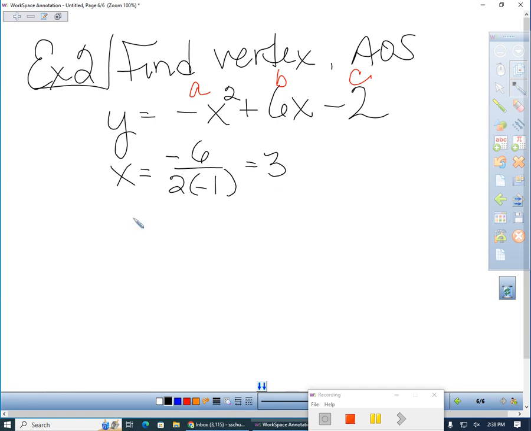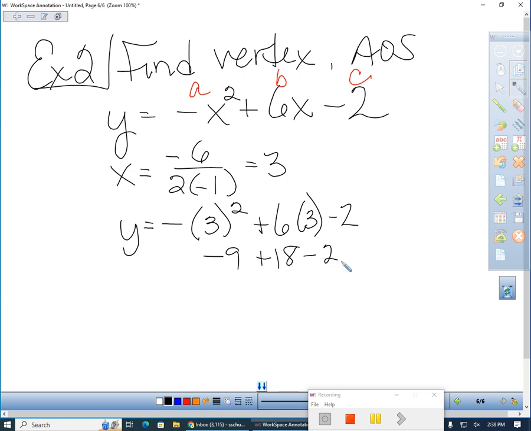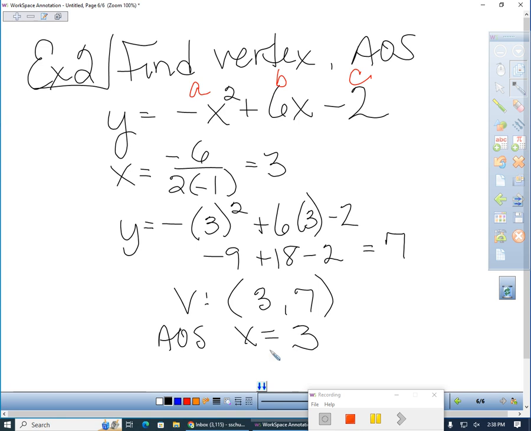All right. Now I have to find my y value by plugging 3 in for x. So I have a negative and then 3 in for x squared plus 6 times 3 minus 2. 3 squared is 9 times a negative is negative 9 plus 18 minus 2 is 7. I agree. All right, so my vertex is at 3, 7. That means my axis of symmetry is at x equals 3. Okay?